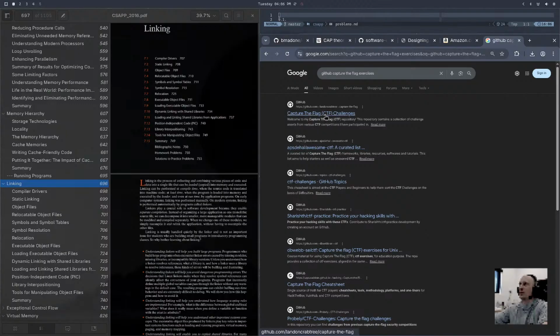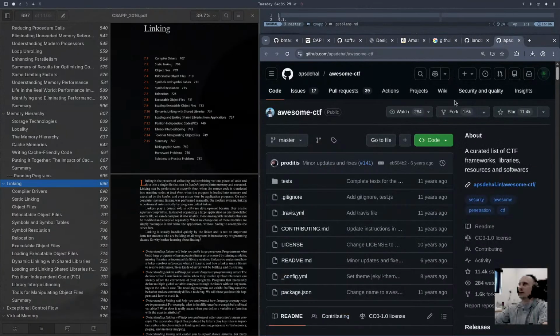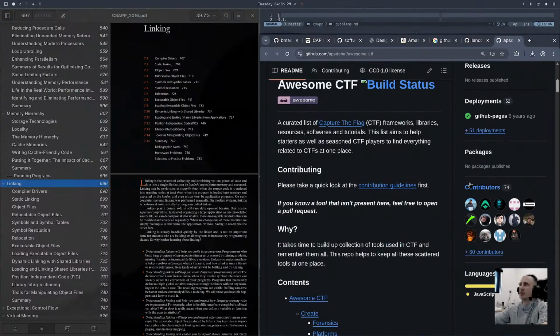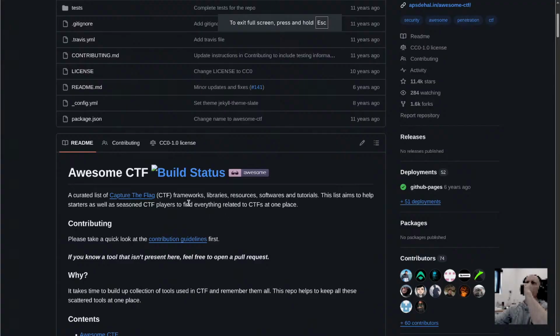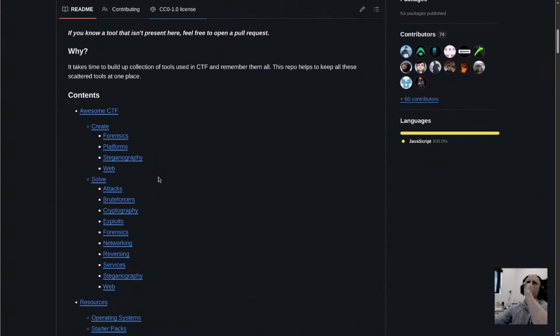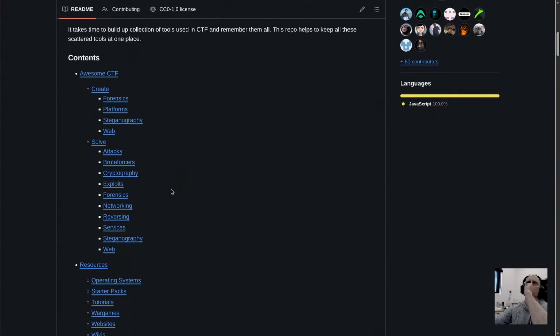Awesome. I think I remember seeing this one before. Awesome CTF, a curated list of capture the flag frameworks, libraries, resources, and software. Let's zoom out here, or it's full screen. Attacks, reinforced cryptography. So this is all about capture the flag exercises. And the whole goal is to find some type of special magic number or a string somewhere inside a binary or what have you.